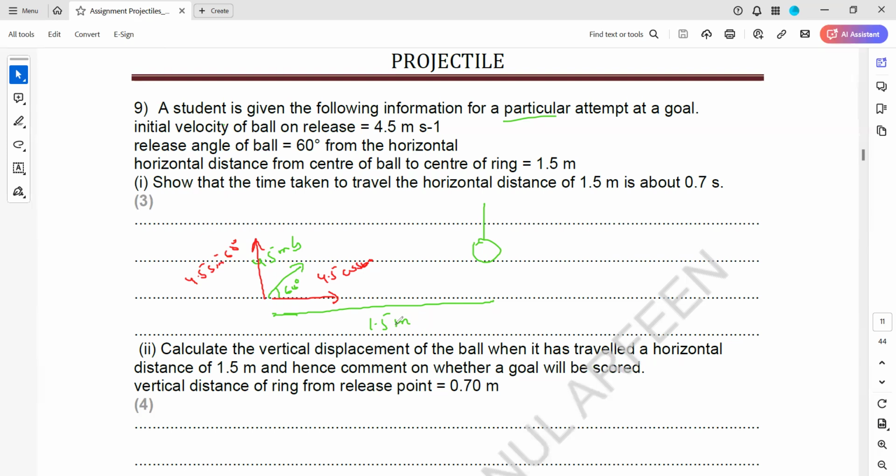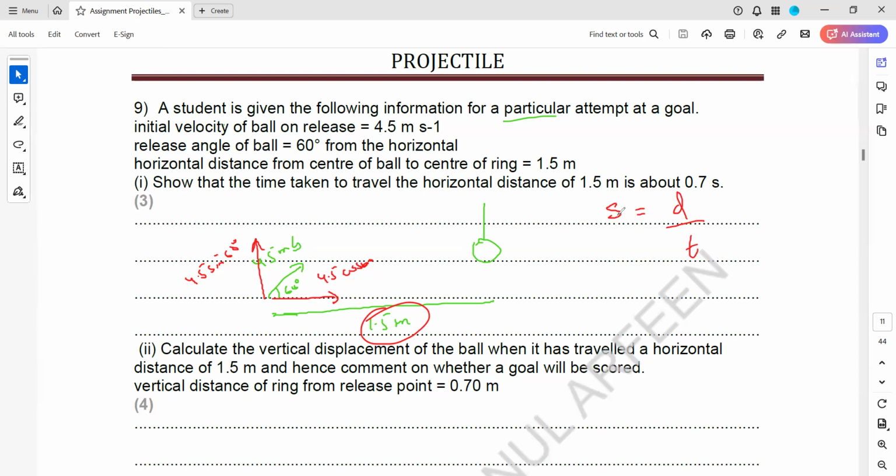So which component will I use for the 1.5 meter distance, horizontal or vertical? Which component is responsible for a distance of 1.5 meter? Yes, horizontal is responsible. In the horizontal there is no acceleration for a projectile, so we use the formula speed is distance divided by time.